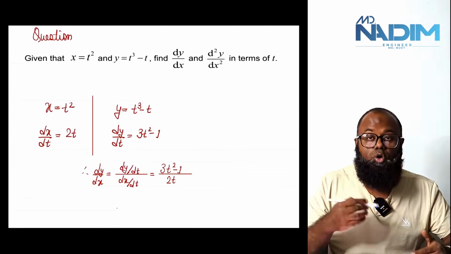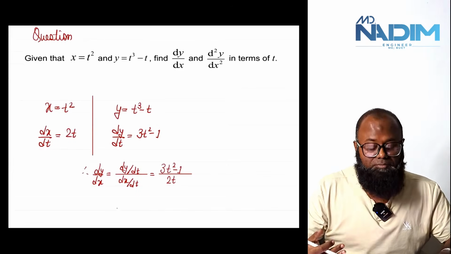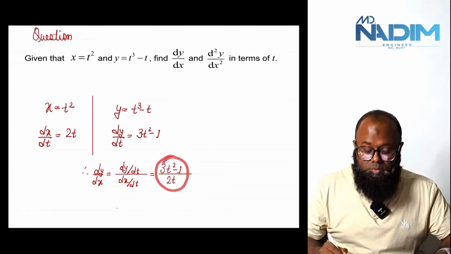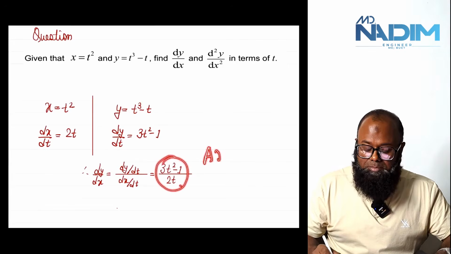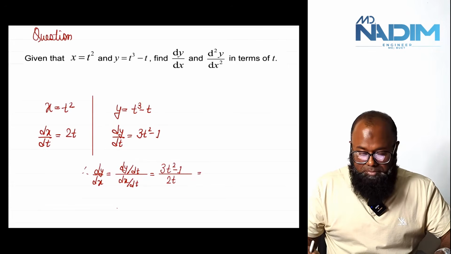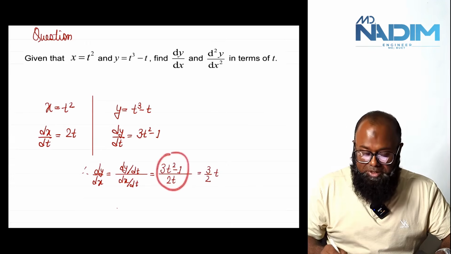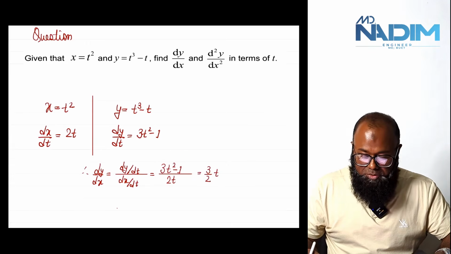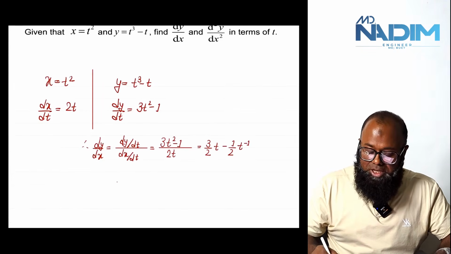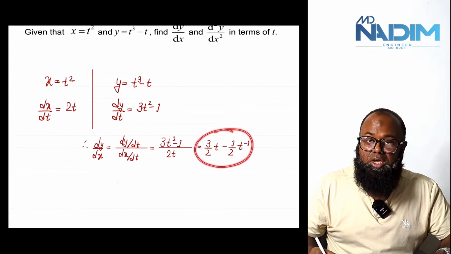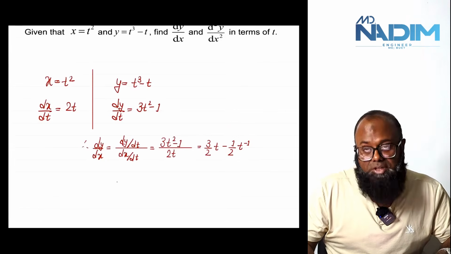Now, to go for the second derivative, we need to express this one in ax to the power n form, like 3 by 2 t. We are splitting this expression: 3 by 2t minus half t to the power minus 1. So if we express this one in this way, it would be easier for me to get the second derivative.